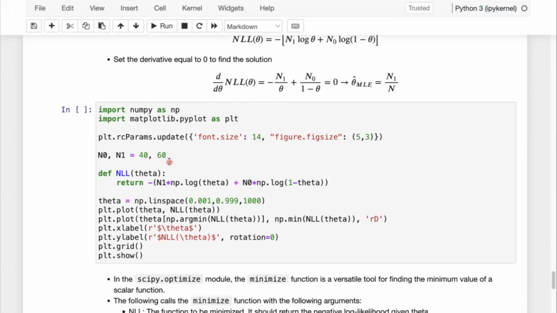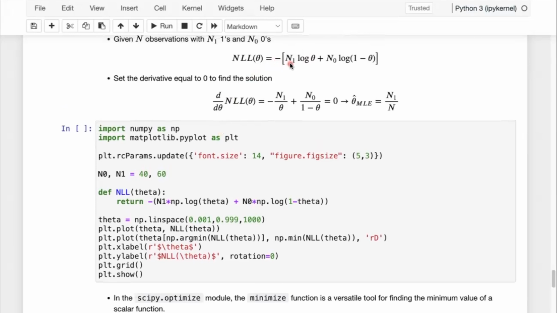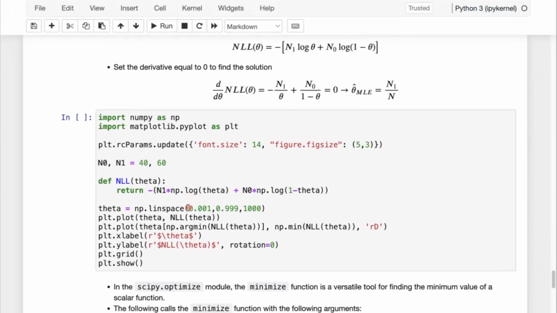And then you have to define this negative log likelihood function, which is negative N1 log of theta. That's one of the reasons we're using np, because this logarithmic function has been implemented there. So that's really nice. So we have np.log of theta plus n0 np.log of 1 minus theta. This is the really nice thing about Python. It's very easy to read the code and make sure that it is consistent with the math that we have.